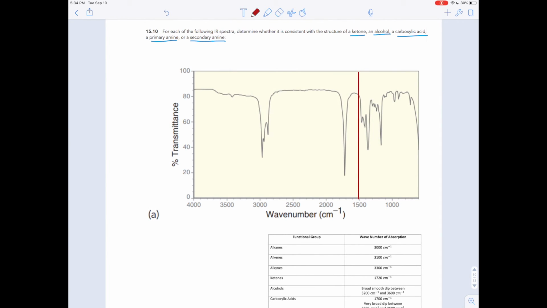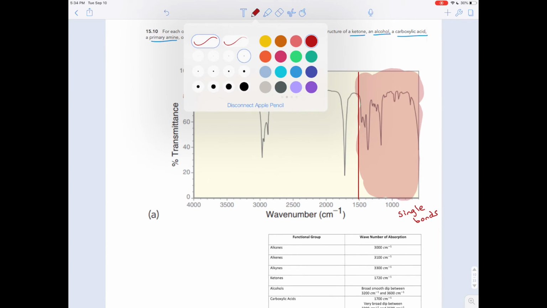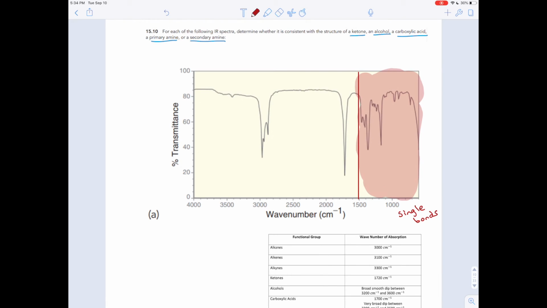Everything to the right of that line are shadows that are cast by single bonds. So those are all single bonds there that are being cast. Another useful place to draw a line is at around 3000. So 3000, vertical line.